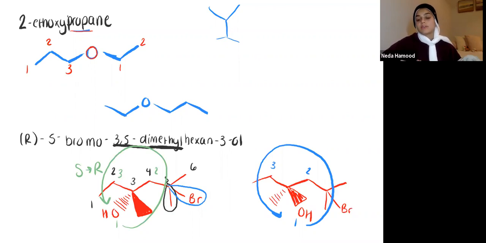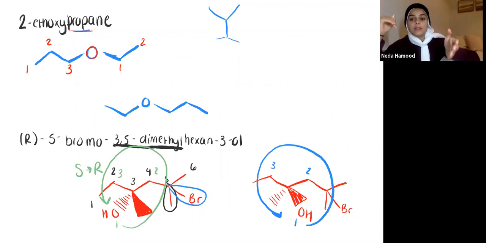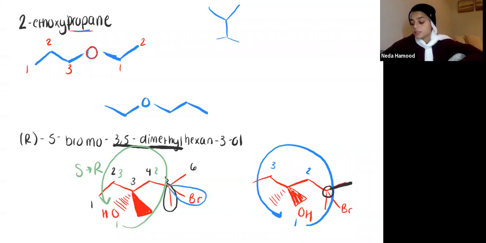I mean, I'm sure that there is if you flip it the other way, but my brain just can't do that. So the simpler thing to do is just flip the lowest priority and the highest priority from being on wedges to being on dashes and vice versa, so that even though it looks like it's S here, technically in reality it's an R configuration. And then over here you wouldn't do stereochemistry because this is not a stereogenic center because there are 2 methyls attached to it.